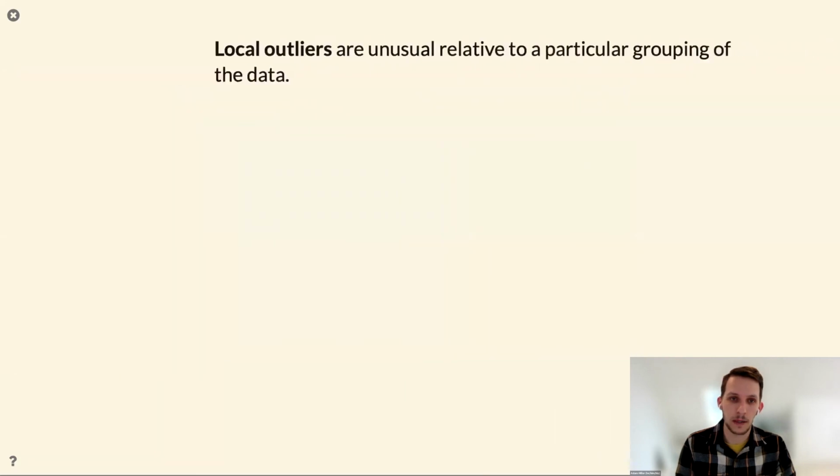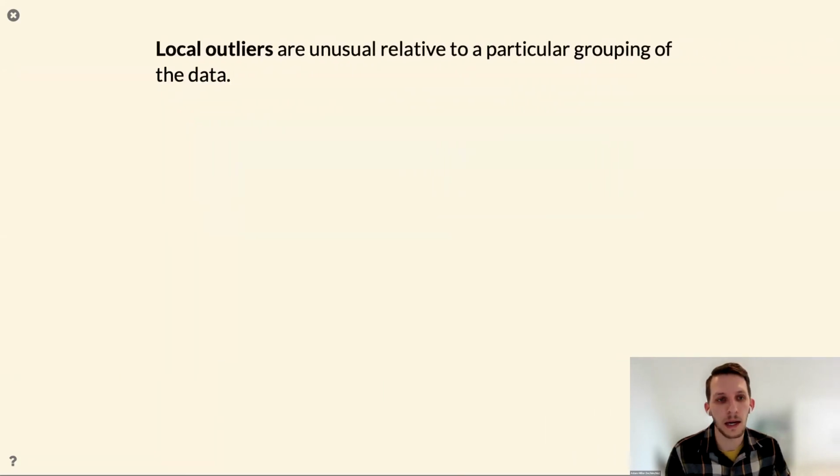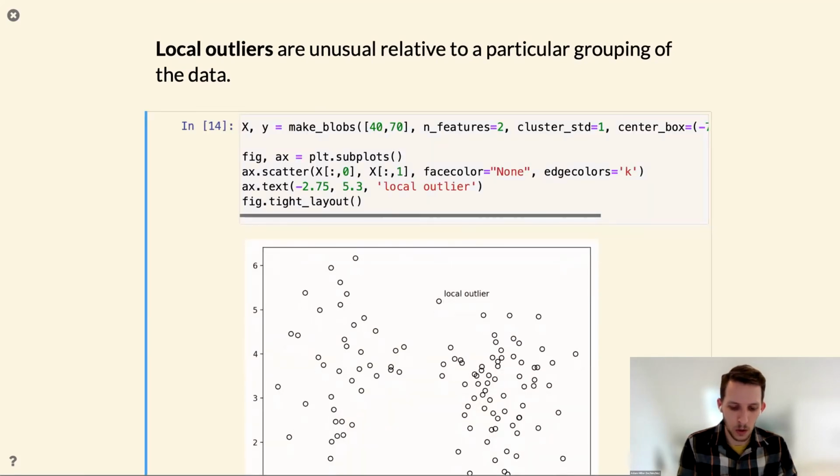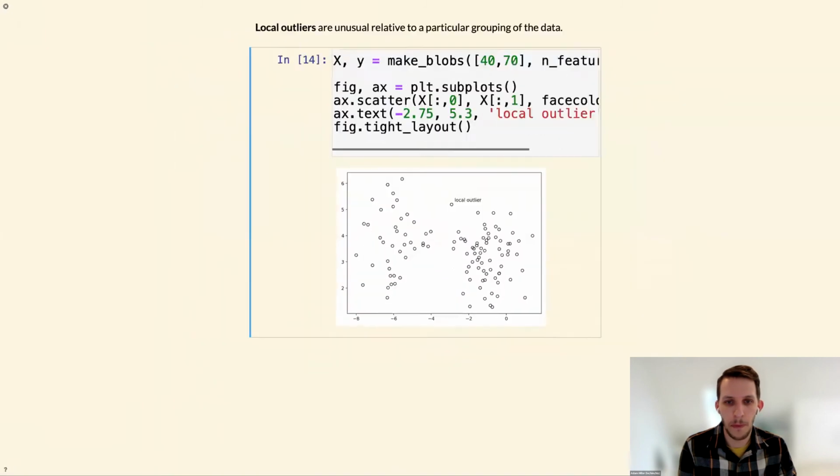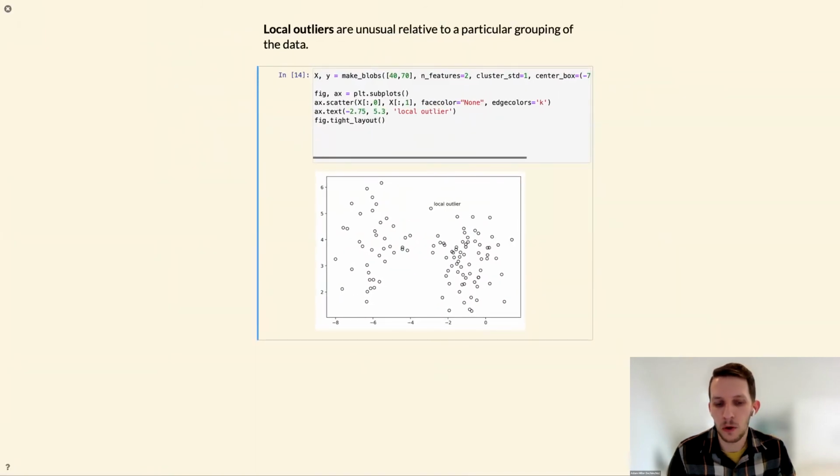Okay, all right. And finally, local outliers are unusual relative to a particular grouping of the data. So here is an example of a local outlier. We have some areas of high density, and then we have an observation here, which is significantly offset from the regions of high density.